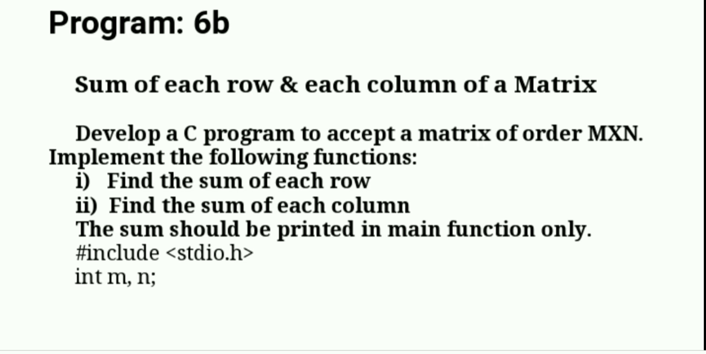The first sentence says that you must accept the order of the matrix first, m cross n, and then you will be accepting m cross n elements into a matrix. After that, it is basically a function based program. So you have to define two functions where we will pass the matrix that we have read and find the sum of each row and each column in the respective two functions.